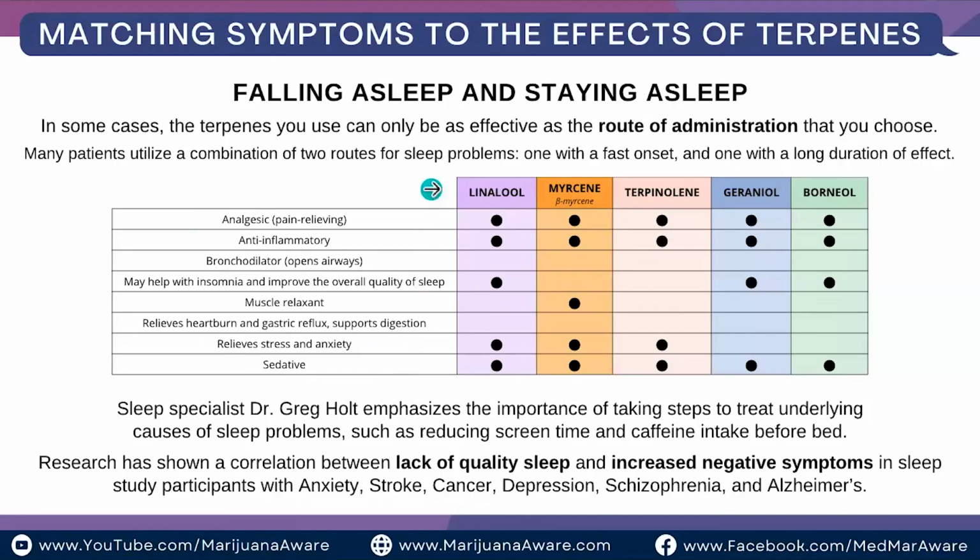And this particular set of terpenes, the linalool, the myrcene, the terpinolene, the germacrene, and the borneol, are all very effective to help you not only get to sleep, but also stay asleep. These will actually help you get to that place where you're going to fall asleep. And then, of course, the route of administration, how long the duration and onset, has a lot to do with effectively addressing it. We'll talk about routes of administration in just a moment.